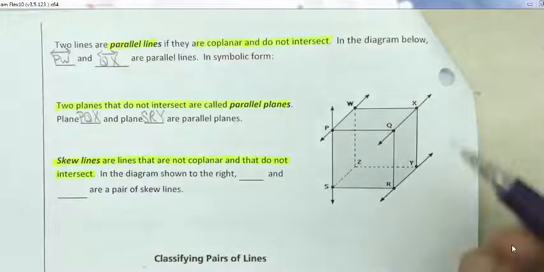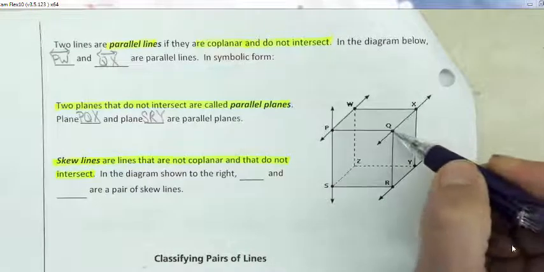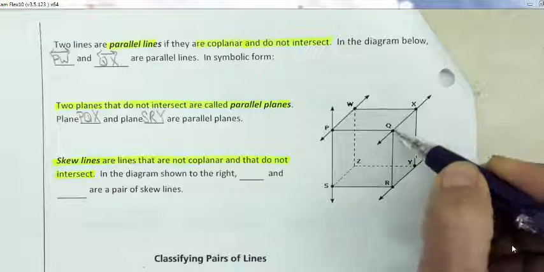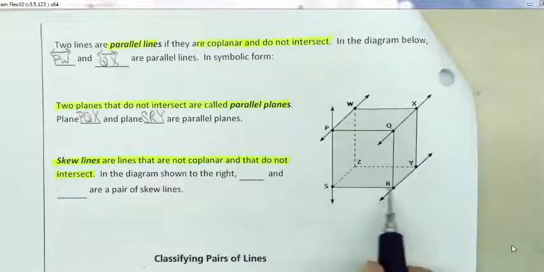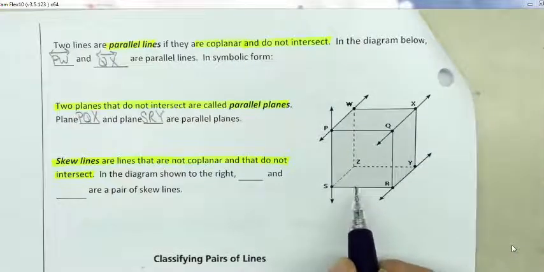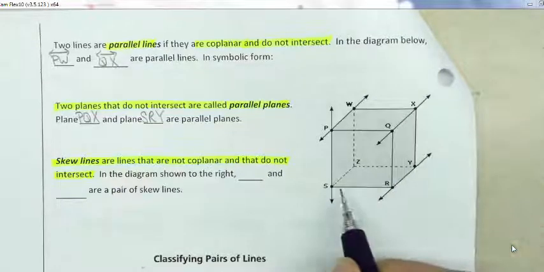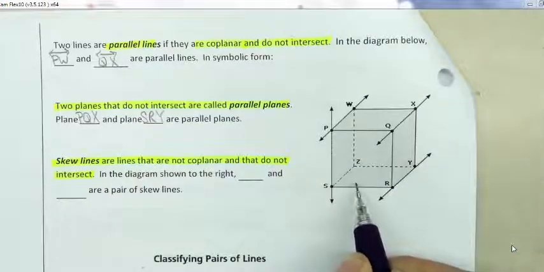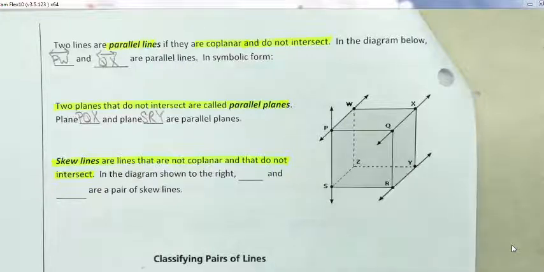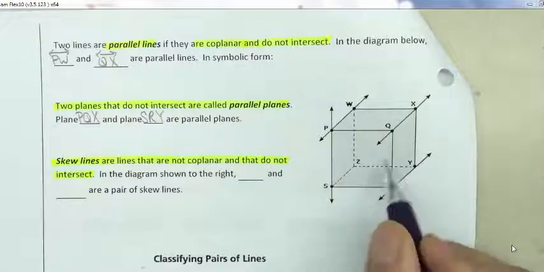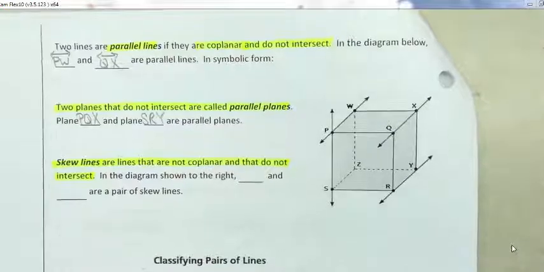Okay, so let's see. So for example, line QX and line SR, two different planes, right? QX is in either this top plane or the side plane, and SR is on this bottom plane. So they're not in the same plane, they'll never intersect. Okay, those are examples of skew lines.